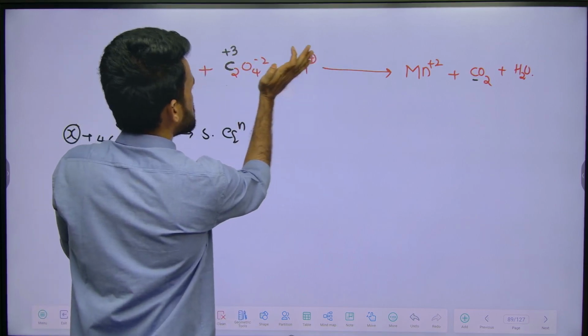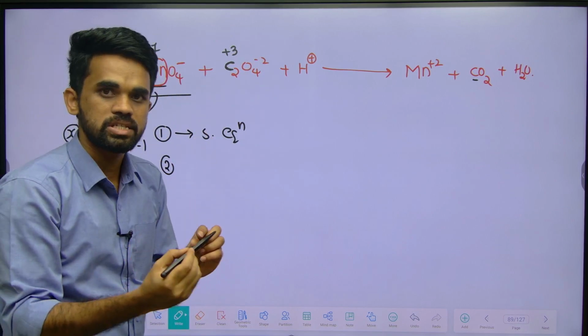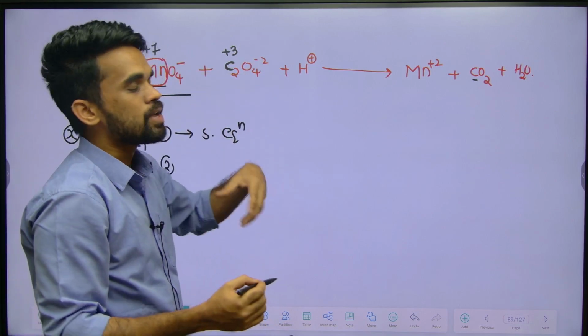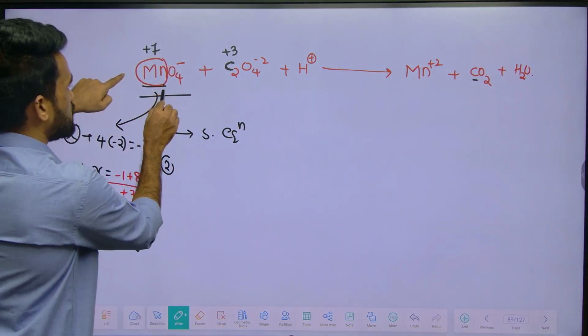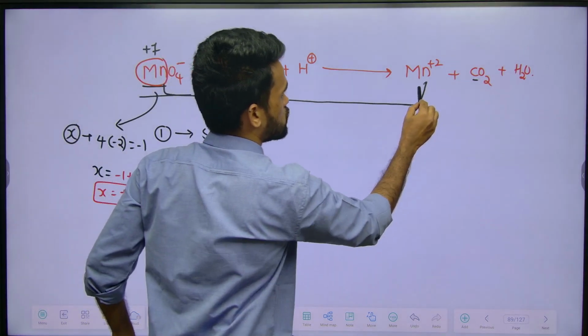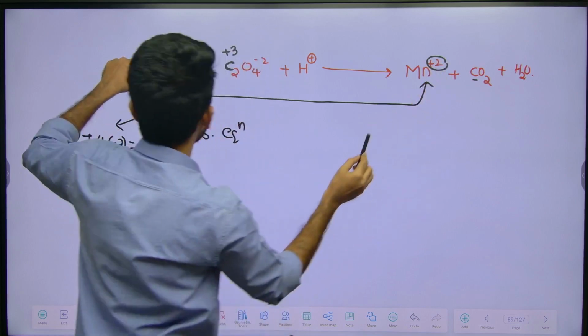Like this, we need to assign the oxidation states for the species undergoing oxidation and reduction. See, a +7 manganese ion is converting into +2. It means the number is increased or decreased?